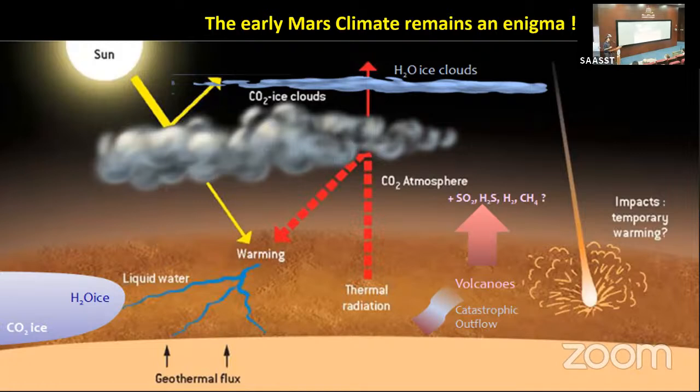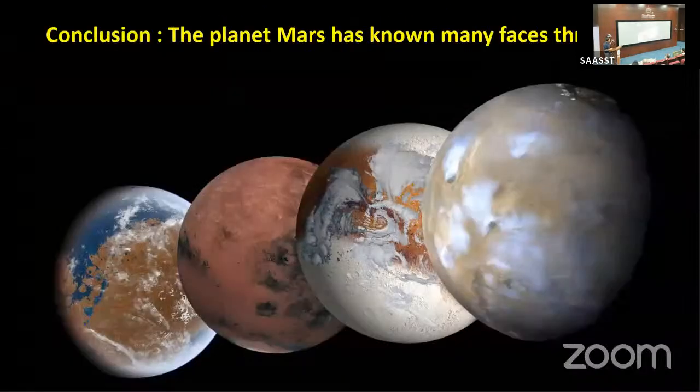Curiosity and Perseverance because they are also telling us stuff about what happened with regard to the climate, and it's a big mystery. Okay, so my conclusion is the planet Mars has known many faces through time. Again, a long time ago, you had rivers, maybe oceans. Sometime in the past, at very low obliquity, it was completely like the Moon, almost no atmosphere, nothing going on.